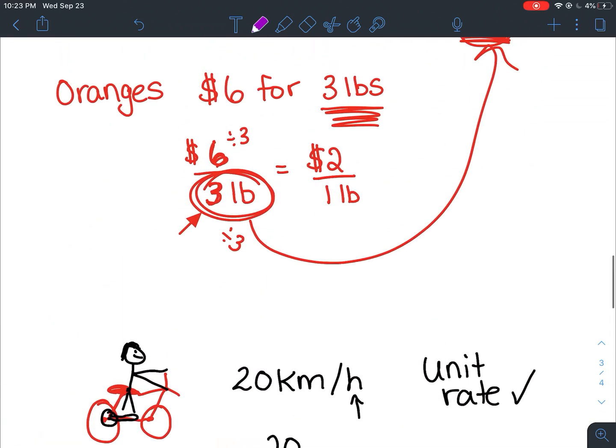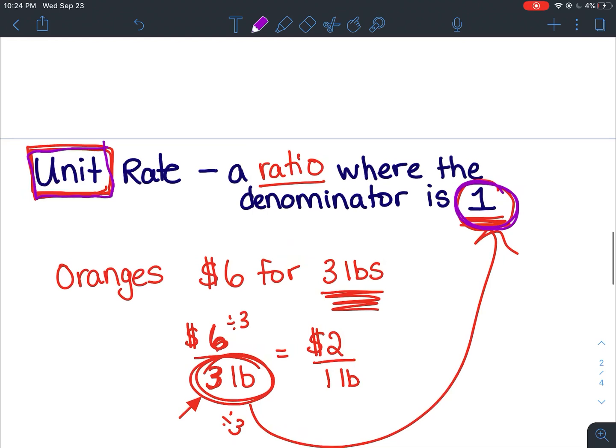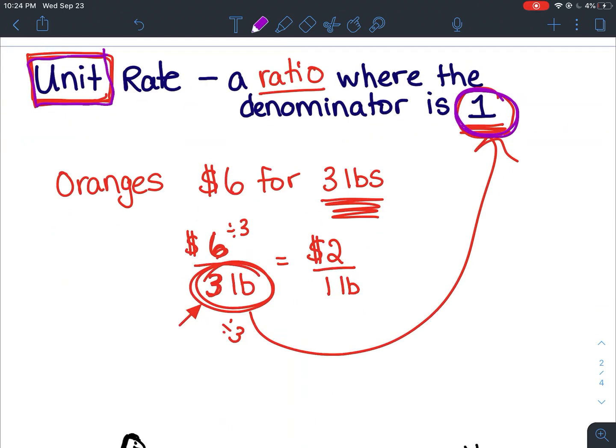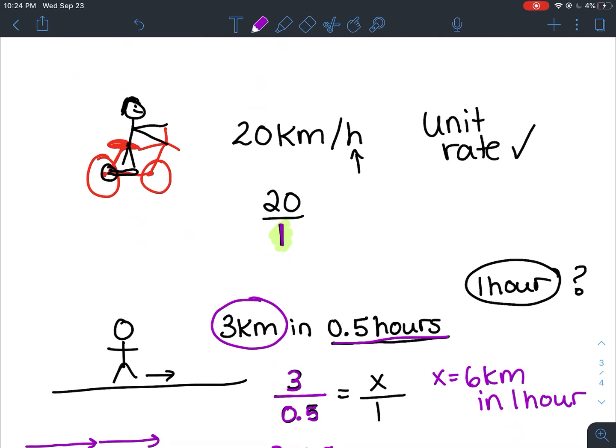Okay, so just trying to stress that unit rate is always in terms of a unit of 1. So that's what unit rate means. So per 1 pound or per 1 hour.